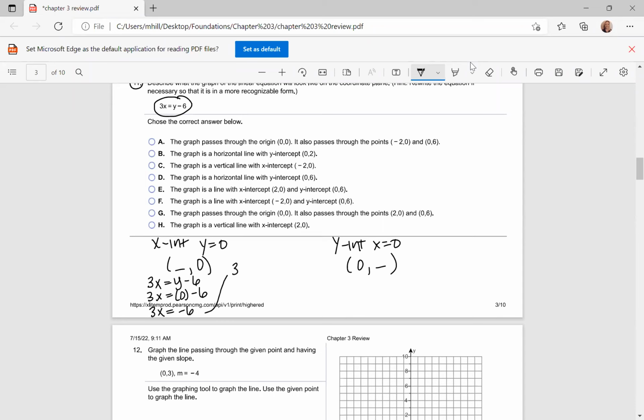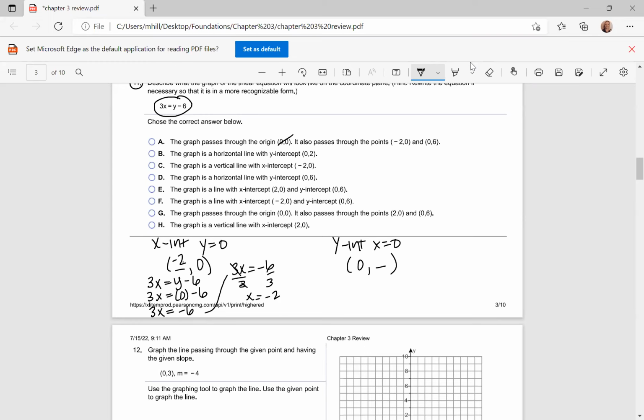So if I want to finish that out, I would divide both sides by 3, and so x would end up being negative 2. Negative 6 divided by 3 would be negative 2 here. So my x-intercept is negative 2. So it's not going to go through the origin, because this point would be 0, 0, not negative 2, 0. So I know it's not this one. It's not going to go through the origin.